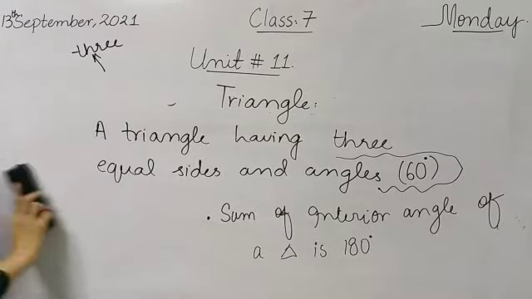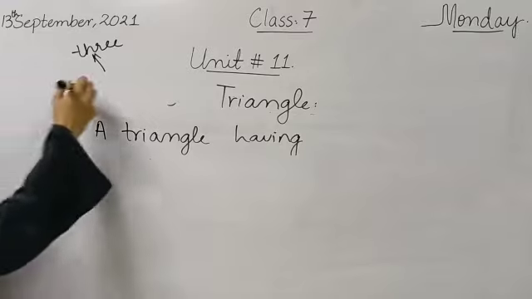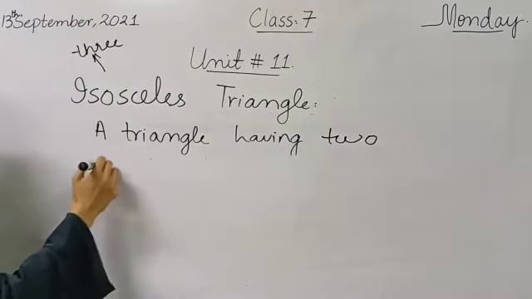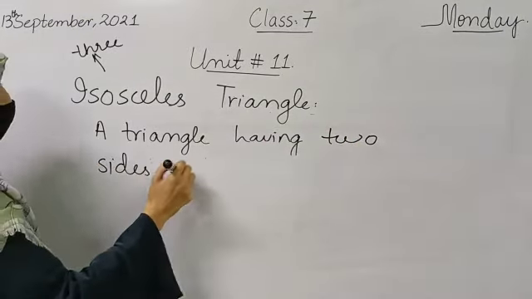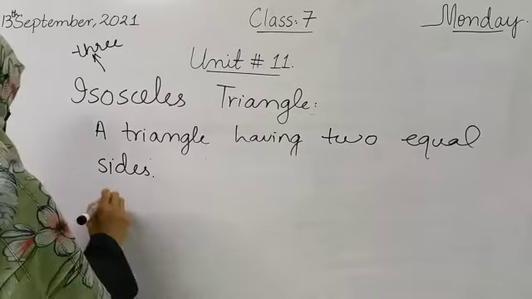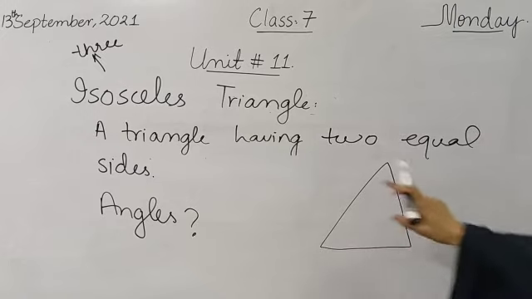Next type is isosceles triangle. Second type is isosceles triangle. A triangle having two equal sides. This is called an isosceles triangle, a triangle which has two equal sides. What about its angles? In an isosceles triangle, these two sides are equal. Okay? These two sides are equal.